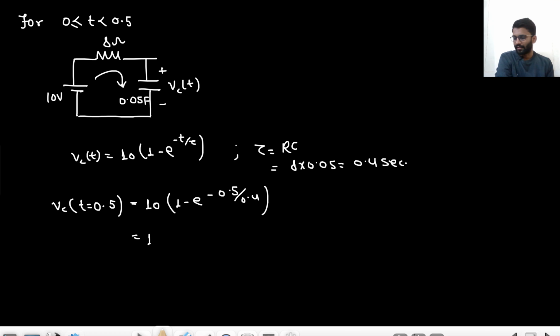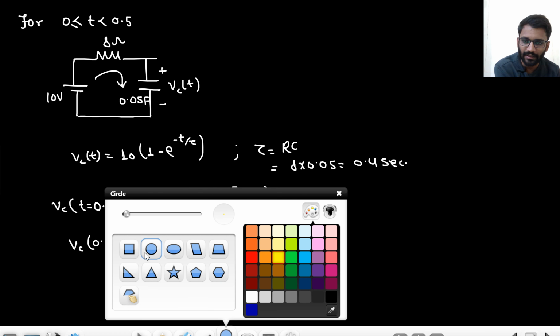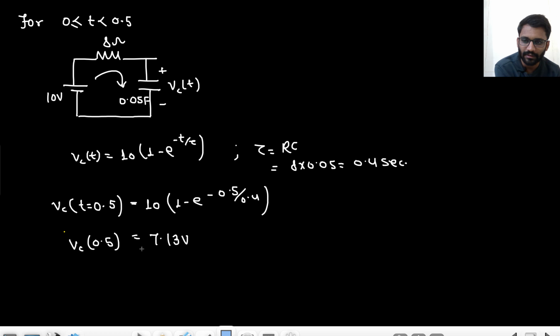What is the value that I am getting? I will solve it. Calculator. Actually, I use the GATE calculator most of the time from my GATE preparation only. So it is 7.13 that I am getting. 7.13 volt. So our VC value at 0.5 second is 7.13 volt. Okay. This is not the answer, but this is one important point for us.